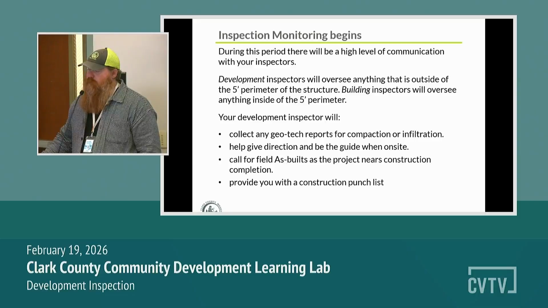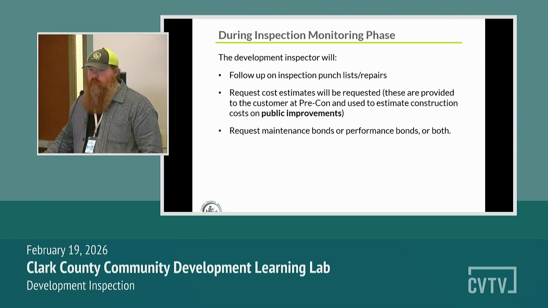As the project nears completion, your site inspector will reach out to development engineering to ask them to submit for as-builts. After we get the as-builts, your site inspector will then do a job walk and can then generate a construction punch list. Continuing on in the inspection monitoring phase, the development inspector can follow up on inspections and punch lists and repairs that need to take place.